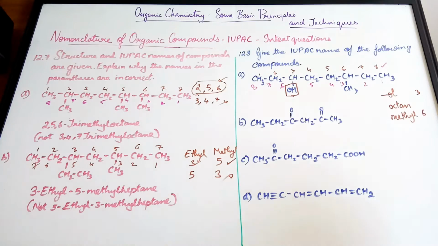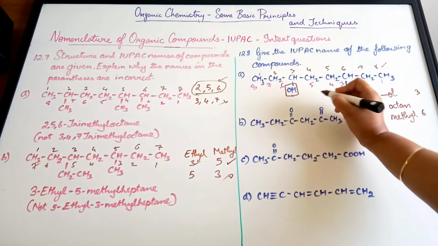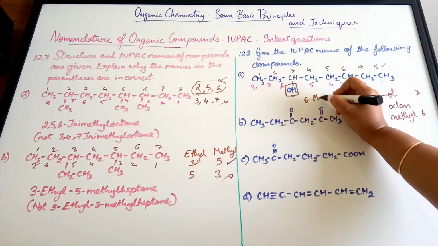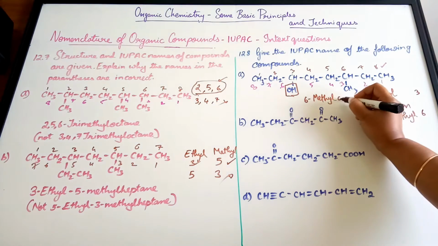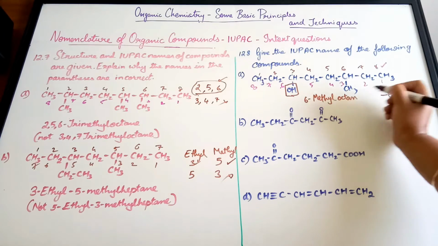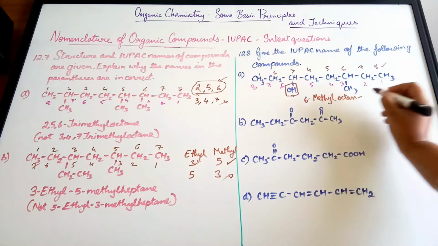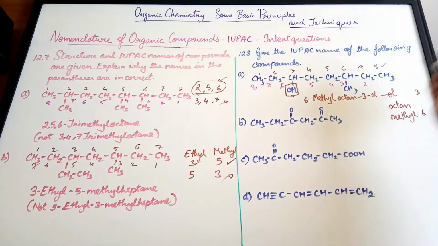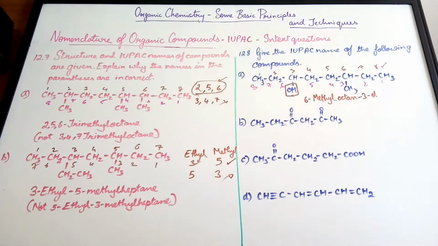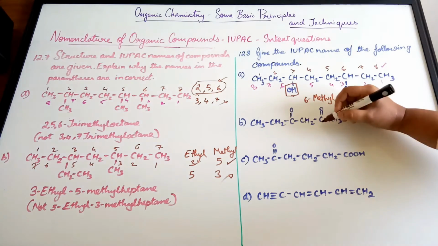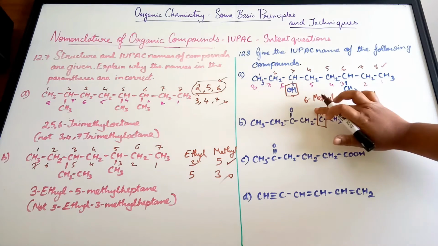And the name of the compound would be, first the prefix 6-methyl, then our word root, octan. Third position, we have an alcohol, octan-3-ol. So this is the name of the compound. Now you can directly write it, it's up to you, but for you to understand this better, I'm just writing stuff here. Okay, now this, sorry.